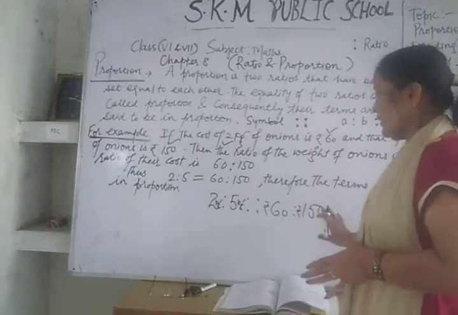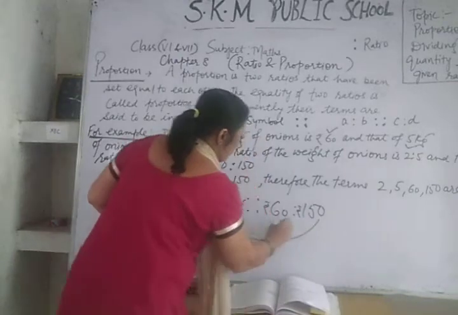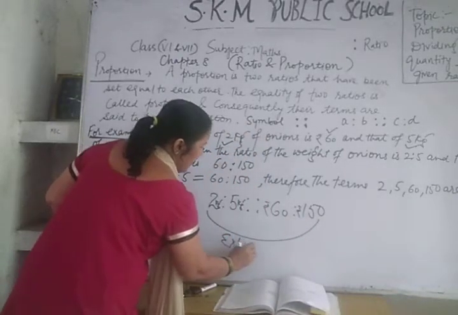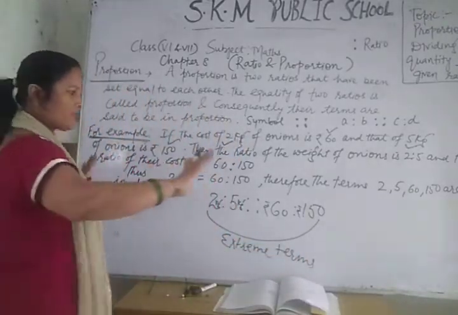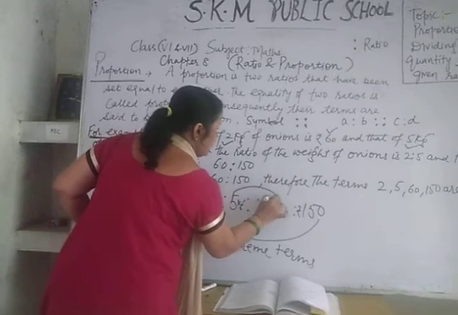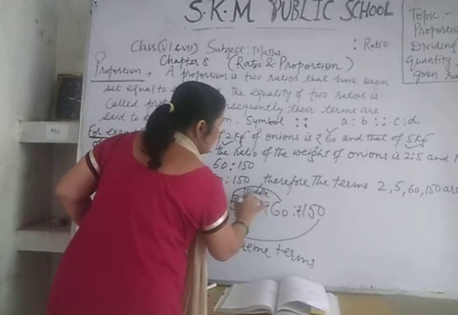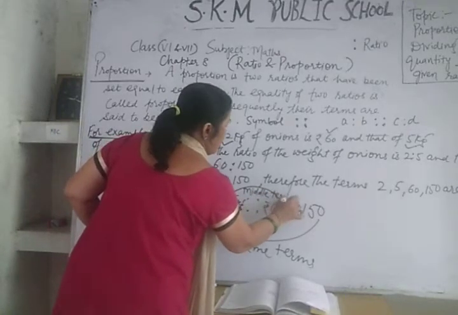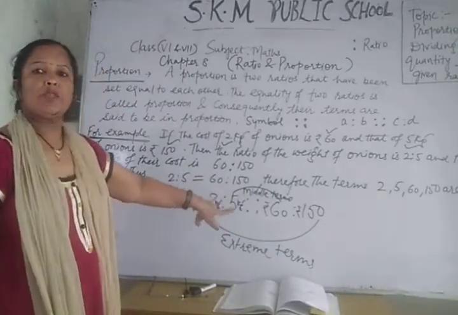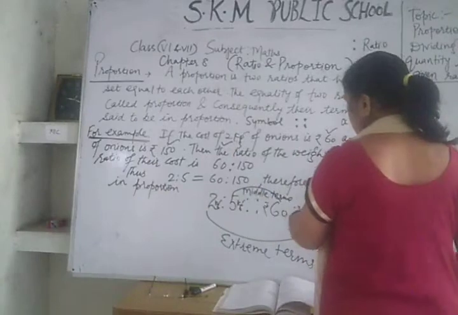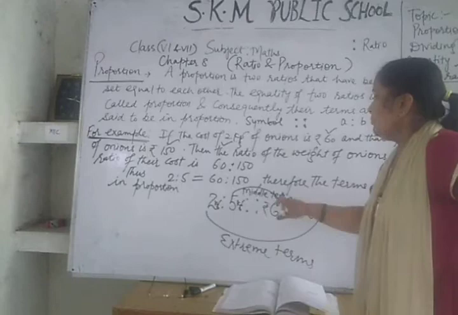1, 2, 3, 4. There are 4 terms, and the first and last terms are called extreme terms. These are called extreme terms, and these are called middle terms, 5 and 60. These terms are called middle terms because both of them are in the middle, and the extreme terms are outside. Here, 2 and 150 are the extreme terms and 5 and 60 are the middle terms.